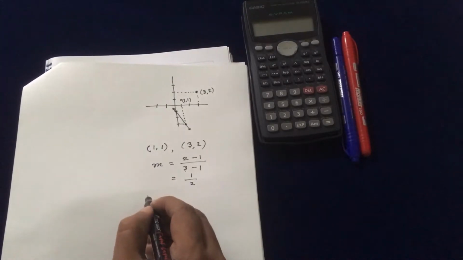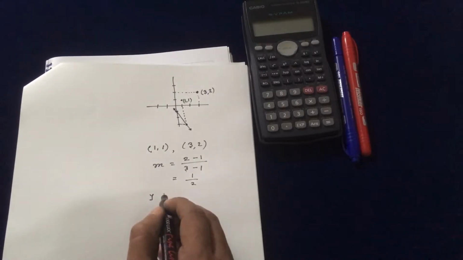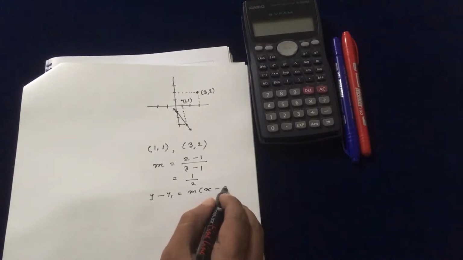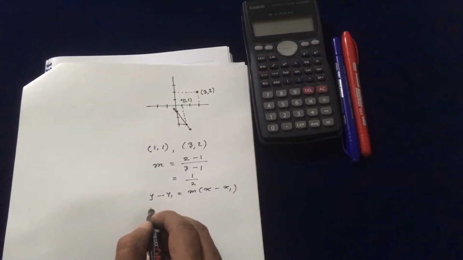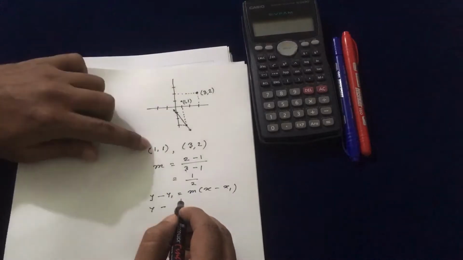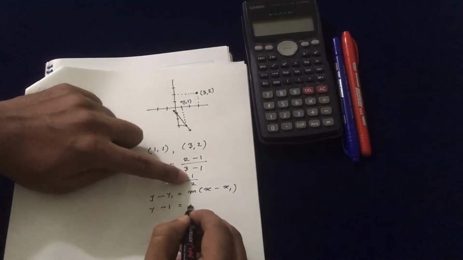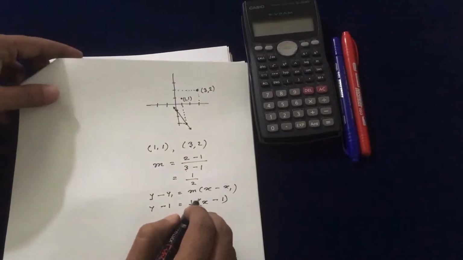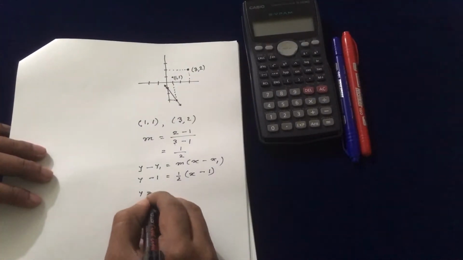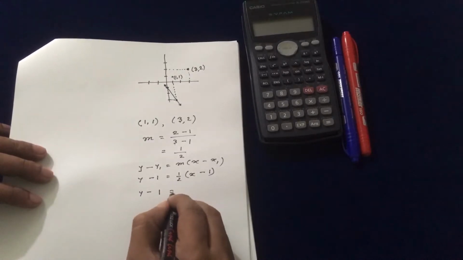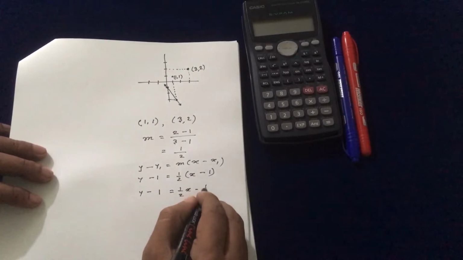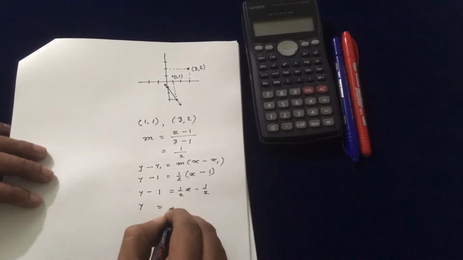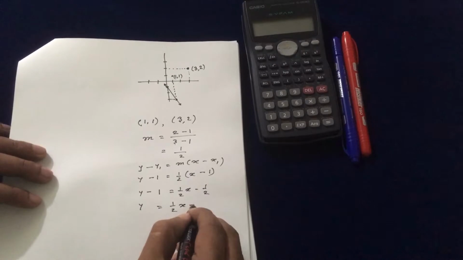Our formula for the equation of a line in point-slope form is y minus y1 equals m times x minus x1. So y minus 1 equals m, which is 1/2, times x minus 1. Then y minus 1 equals half of x minus 1/2, since I just multiplied both numbers by the half. Then y equals half of x minus 1/2.